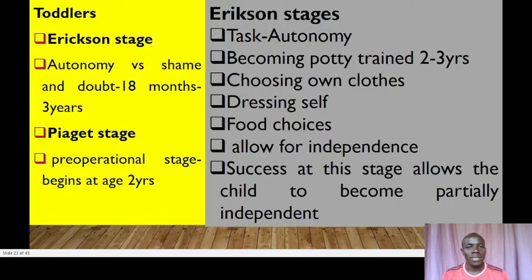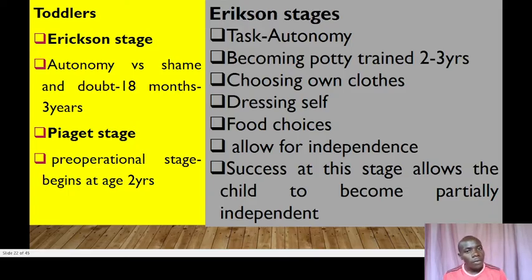So from there, we can now look at toddlers. From infants, we look at toddlers. Remember, from Erikson, we have been working on trust versus mistrust, and from Jean Piaget, the sensorimotor stage. But now we'll be looking at autonomy versus shame and doubt, and the preoperational stage.